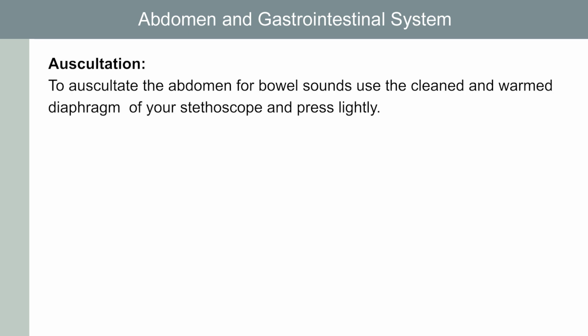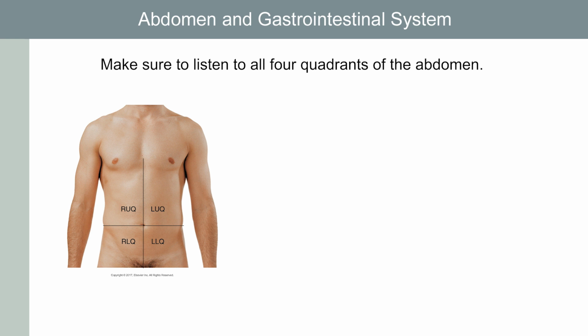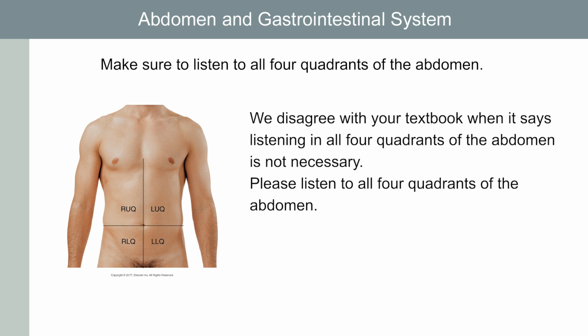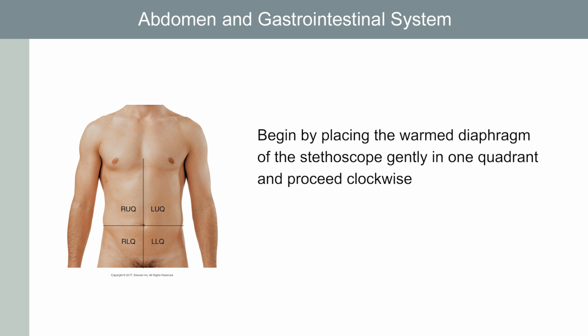Auscultation. To auscultate the abdomen for bowel sounds, use the cleaned and warmed diaphragm of your stethoscope and press lightly. Make sure to listen to all 4 quadrants of the abdomen. We disagree with your textbook when it says listening in all 4 quadrants of the abdomen is not necessary. So please do listen to all 4 quadrants of the abdomen. Start by placing the warmed diaphragm of the stethoscope gently in one quadrant and proceed clockwise.